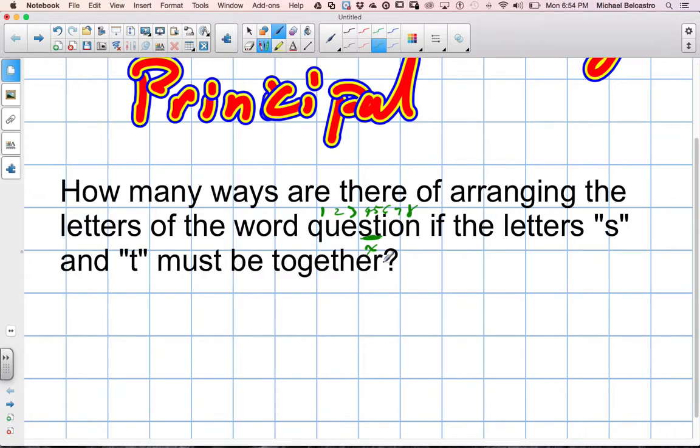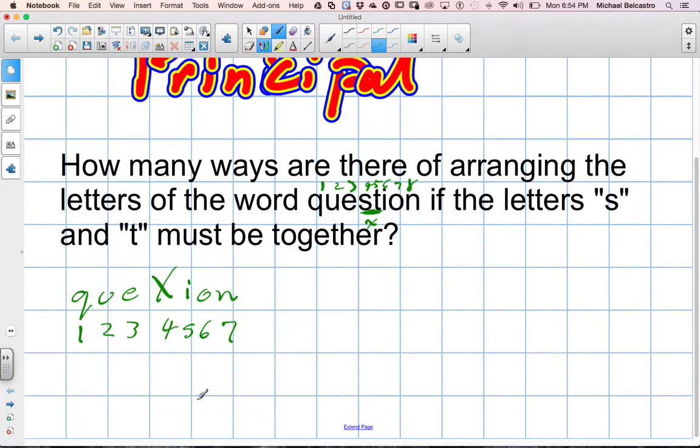Okay. So now how many letters are there? Well, there's Q, U, E, X, because that's ST, I, O, N. So now there is 1, 2, 3, 4, 5, 6, 7. So there are 7 different letters, which means there are 7 different spots.